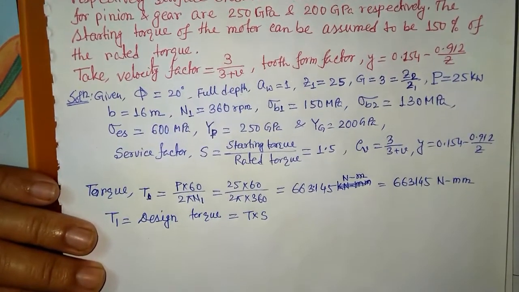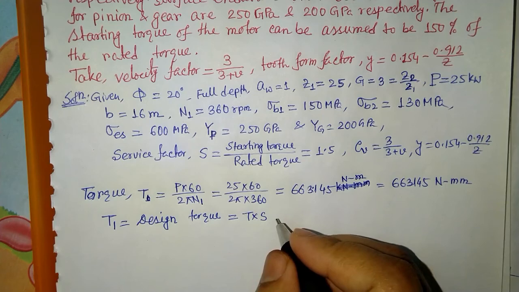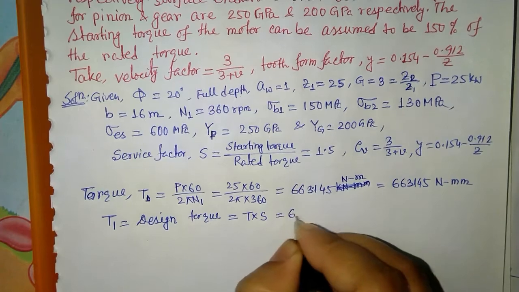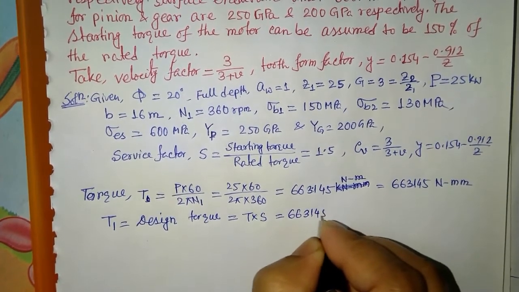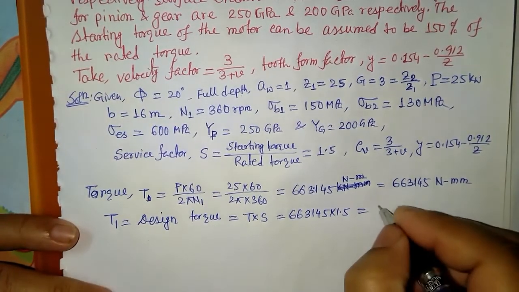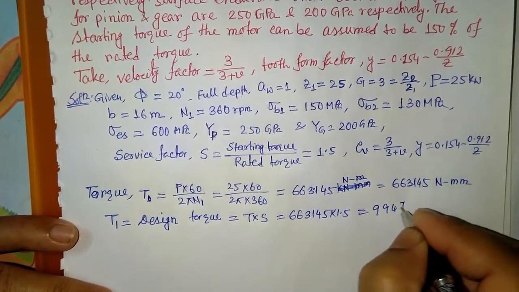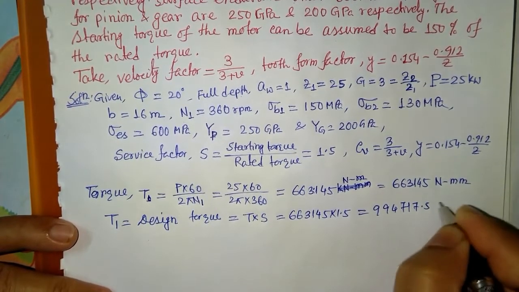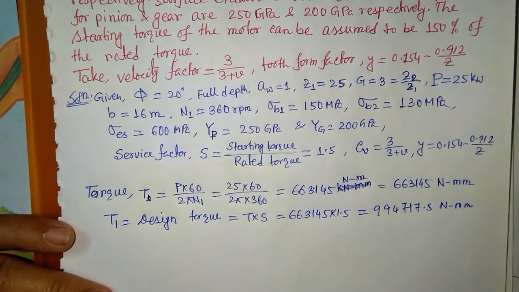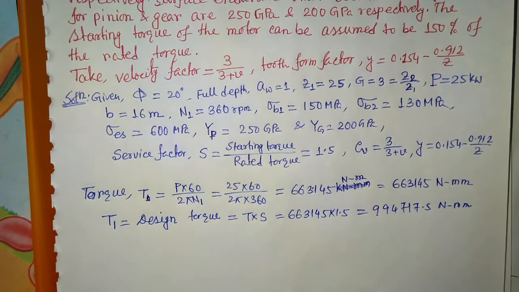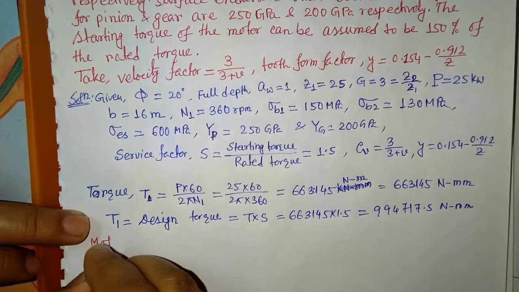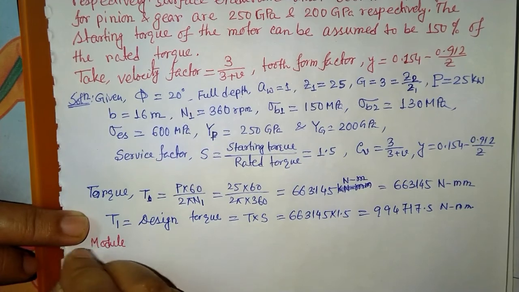We have seen already in the Lewis equation, during the derivation, the effective load or actual load. And this value, if we put 663,145 into 1.5 and make the calculation, we will get 994,717.5 Newton millimeter. Okay, so this is our T1, that is design torque. Now we have to find the module. The main purpose of design of gear is to determine the module.